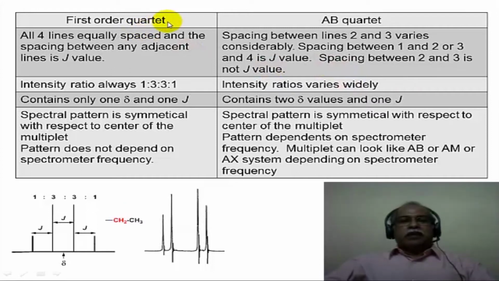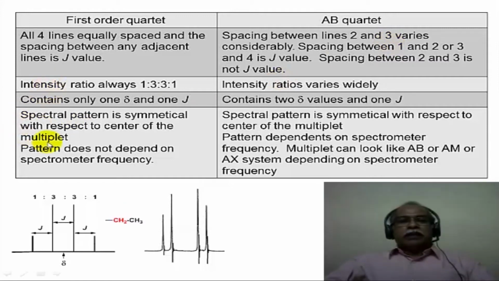In the case of a first order quartet, which is the figure shown at the bottom here, all the 4 lines are equally spaced, and the spacing between any adjacent line is the J value. Whereas in the case of an AB quartet, the spacing between line 2 and 3 will vary considerably. It will depend upon the delta divided by J ratio. Spacing between 1 and 2 or 3 and 4 is the J value. Spacing between 2 and 3 is not a J value, and that is very important to recognize.